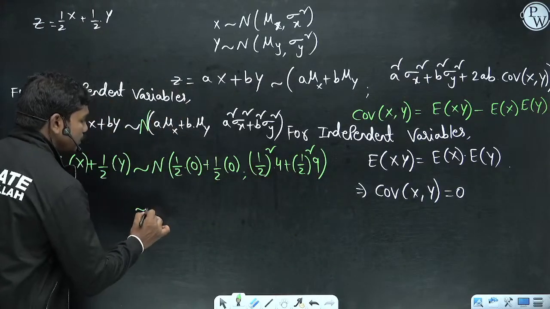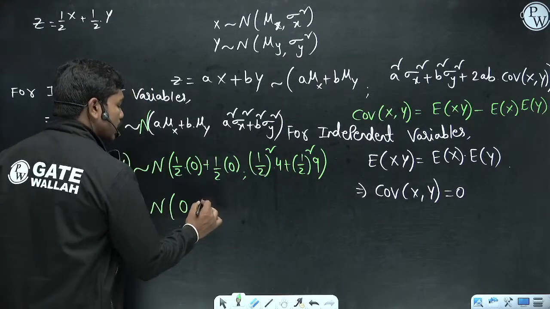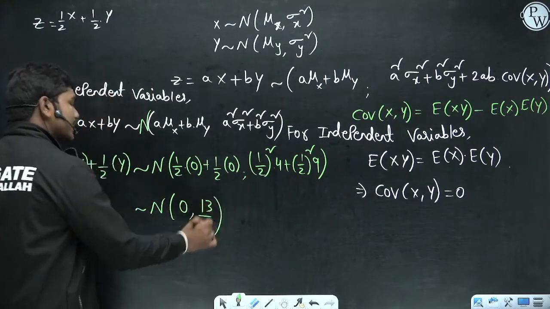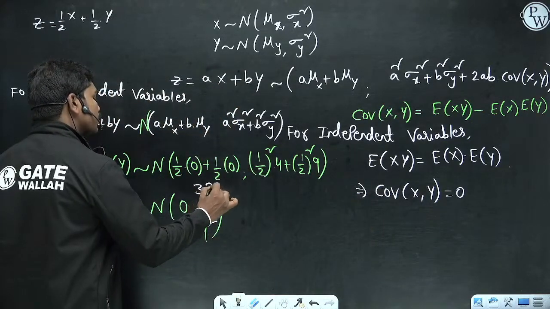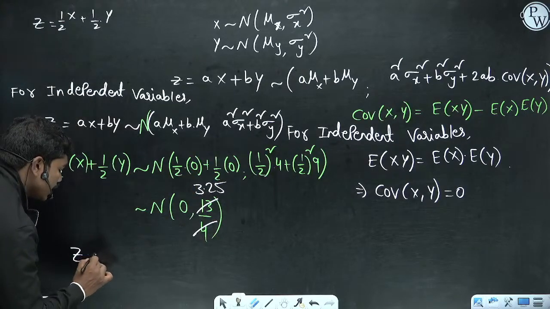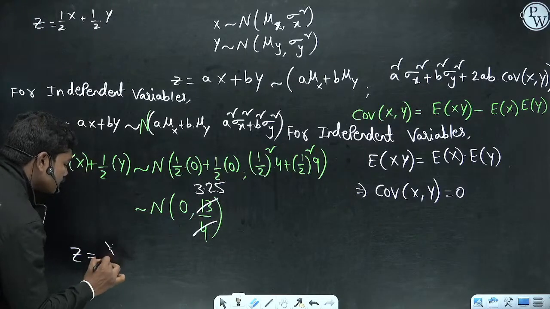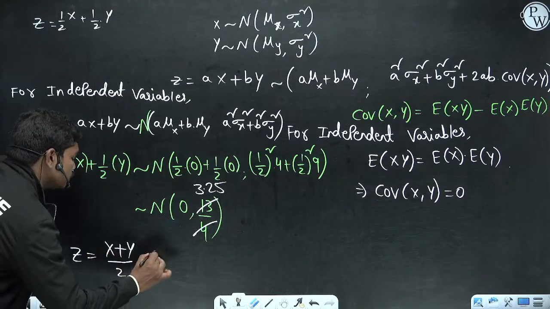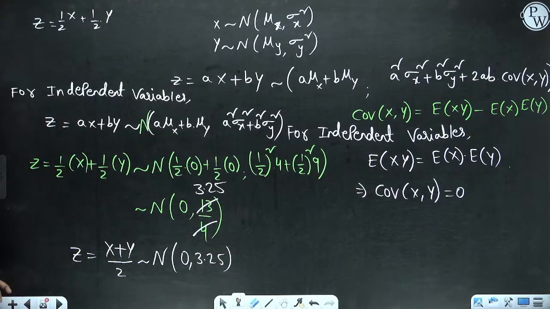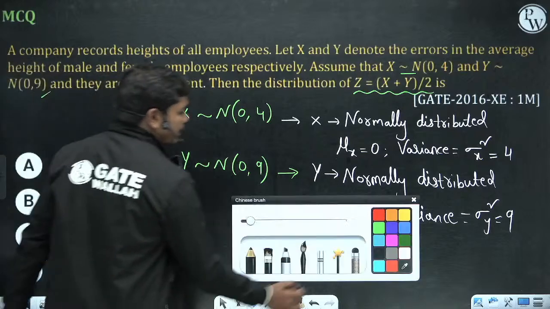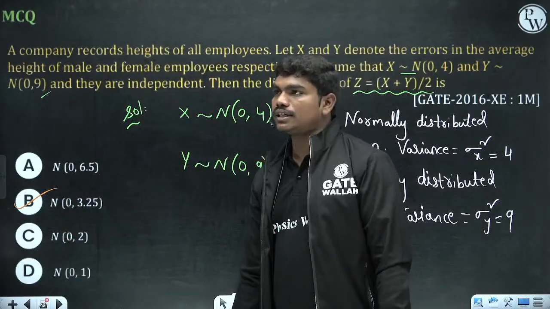So this is a normal distribution. Mean value 0 plus 0 is 0, and coming here 4 plus 9 is 13. So 13 by 2 square is 4. So 13/4 gives you 3.25, correct? So this Z, which is (X plus Y)/2, is a normal distribution with mean 0 and variance 3.25. If you see, this option is present in option B, so B is the correct answer in this case. Clear?